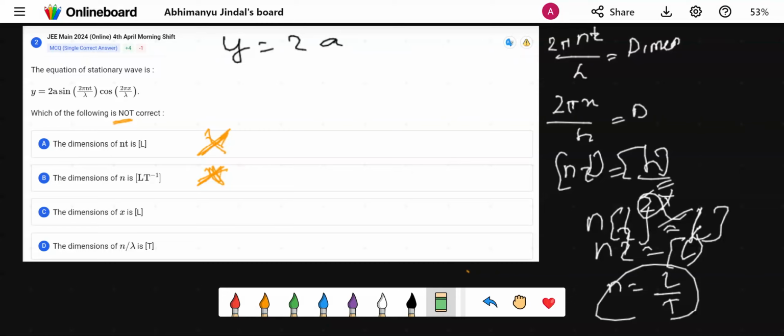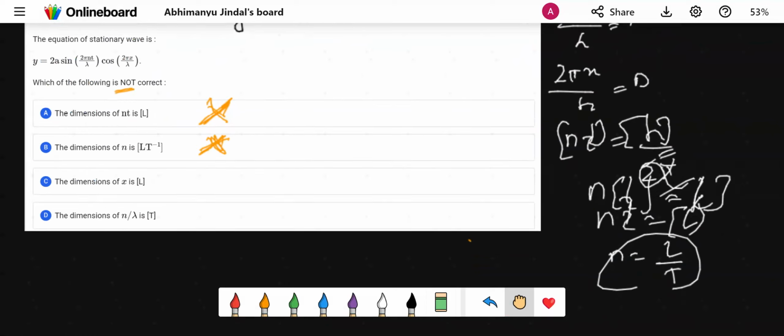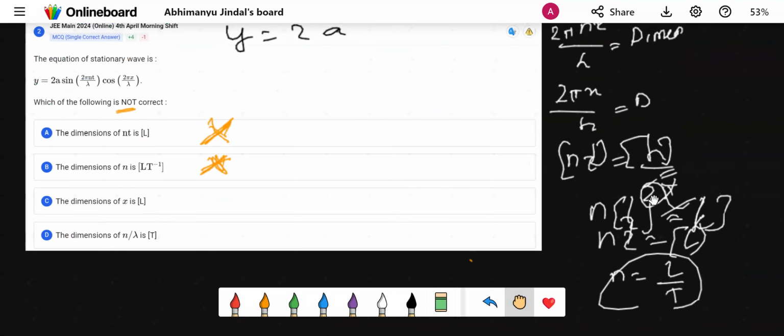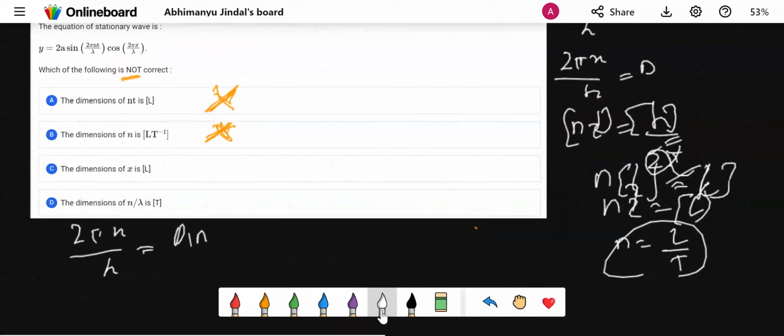Therefore, it becomes quite obvious that these two are correct, because this is a single correct option. So yeah. Okay, so the next one is the dimensions of x is L. So 2 pi x by lambda equals dimensionless. 2 pi doesn't have any dimension, it's a number. So x has dimensions of lambda, right? Which is length. So this is correct as well.